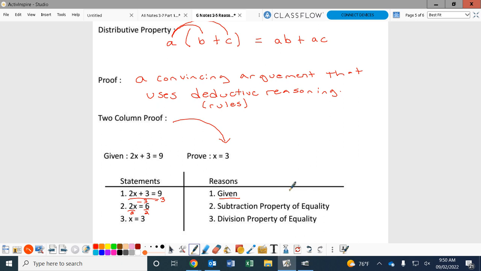Now, since we divided, it's the division property of equality. Guys, look though. Do you see? What happens from here to here, that step goes right next to it. What happens from here to here goes right next to that step. Right? It's what happens as you go down to that step that you put on that line. Any questions? See anything?